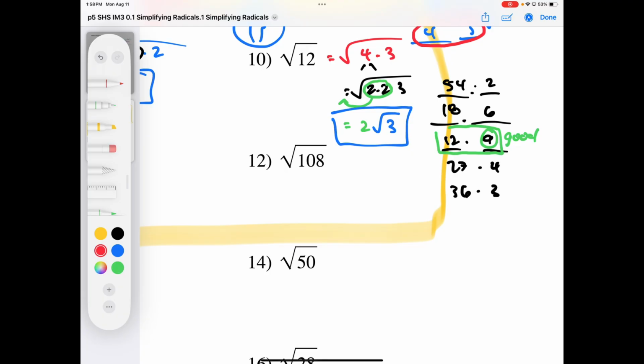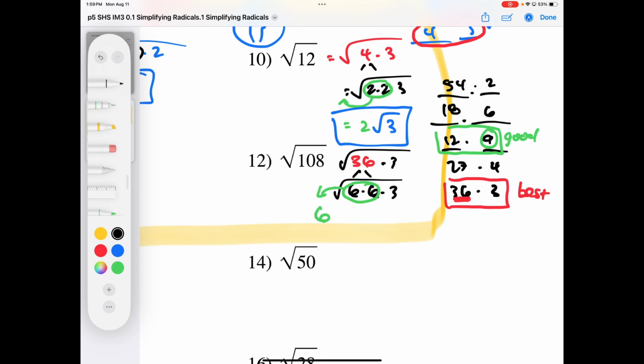(18 and 6). Okay, question, are any of those perfect squares? The numbers from the back. Yeah, 36 times 3 is the best one because we have this. So someone said split them up. You have a pair of 6s. And then who goes outside? And what's left inside? Step 3. 6 radical 3s are answer.